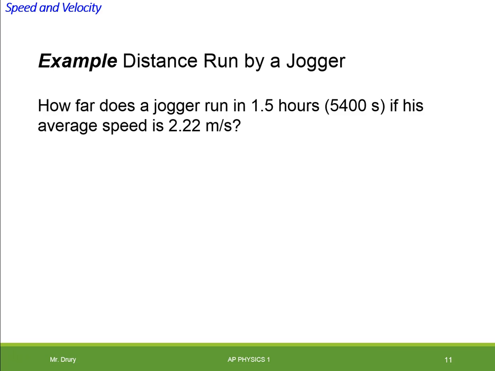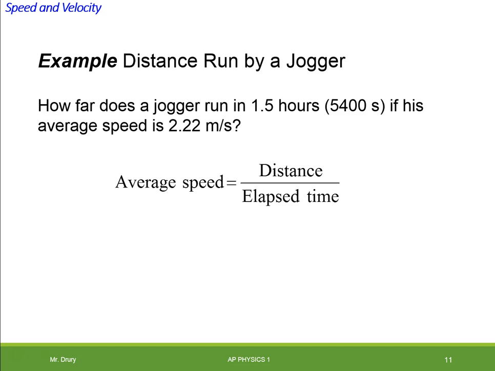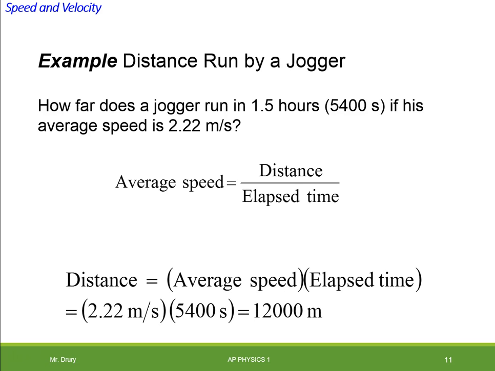Here's an example. How far does a jogger run in 1.5 hours, or 5,400 seconds, if its average speed is 2.22 meters per second? Solving this for distance: distance is equal to average speed times elapsed time. Putting the two numbers in with their units, we obtain an answer of, excuse me, 12,000 meters.